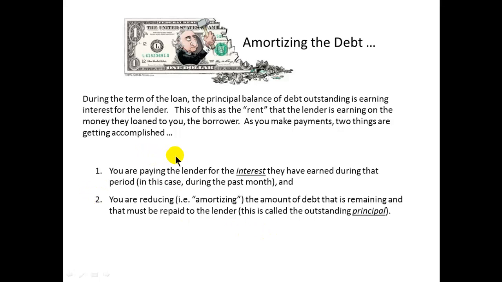Now, during the term of the loan, the principal balance of that debt is earning interest for the lender. The lender is like a landlord in the sense that they're getting paid a rent because they did without this money. They're letting you borrow the money, just like a landlord lets you live in the property, and you have to pay them a rent for doing so. Same thing with the lender. They're letting you have that money for whatever the purpose is that you want, and you have to pay them a rent, and they also want their money back, okay, in the end.